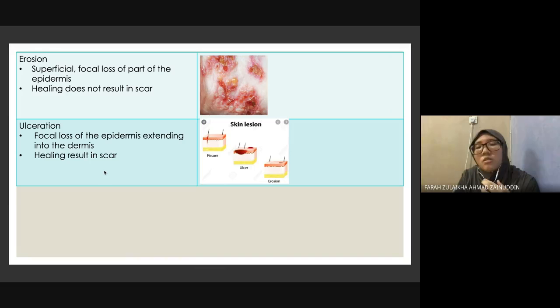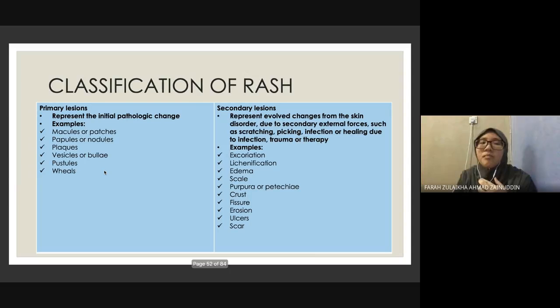Different from erosion, which is a superficial focal loss of part of the epidermis, and the healing does not result in scar. However, for ulceration, the healing will result in scar due to loss of not only the epidermis but also extending up to the dermis.